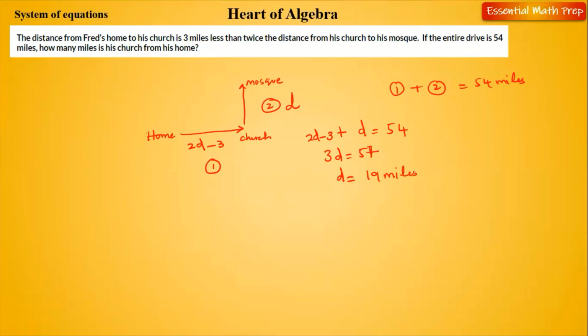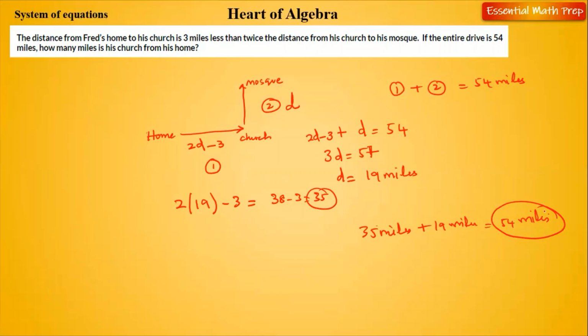But we're not just solving for D. That is the distance from church to mosque. The question is asking the distance between home and church, which is 2D minus 3. So 2 times 19 minus 3, that's 38 minus 3 is 35. You always want to double check your work. Make sure you get 54. 35 miles for part 1 of the trip plus 19 miles for part 2 of the trip. That's 54 miles. I got it.